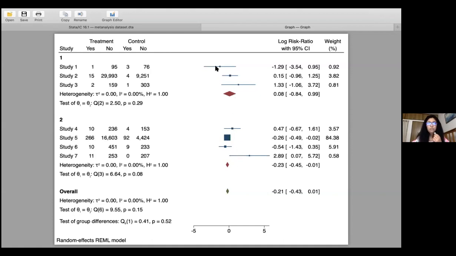So it gives, again, a similar forest plot with the confidence intervals and the diamond and the pooled effect, and the overall pooled effect also is there, right?